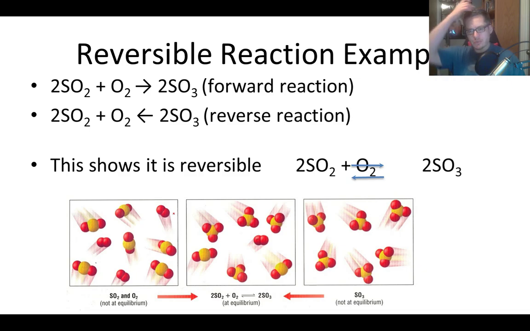Okay, so this is what we would call these. If we're looking at our reaction that's going like we're used to, we call that the forward reaction, because it's going forward. And then the reaction that's going backwards, we call that the reverse reaction.